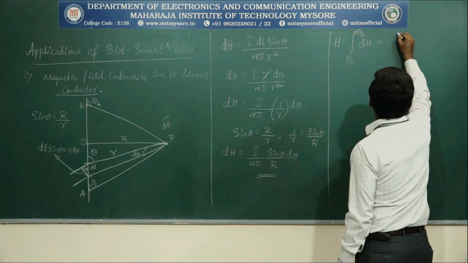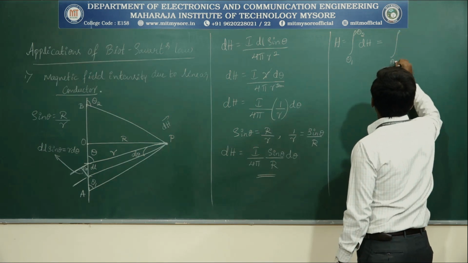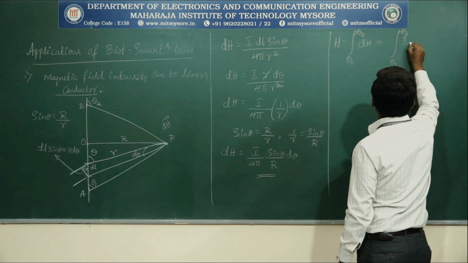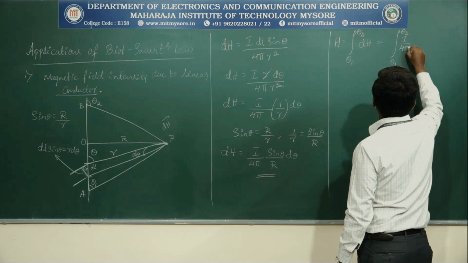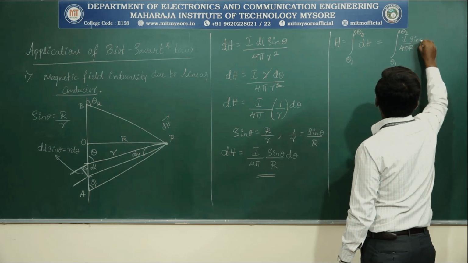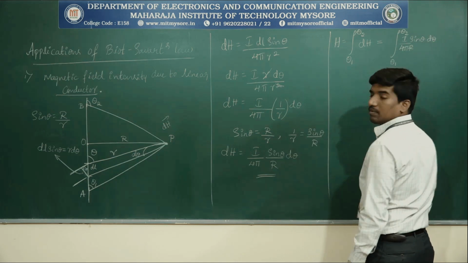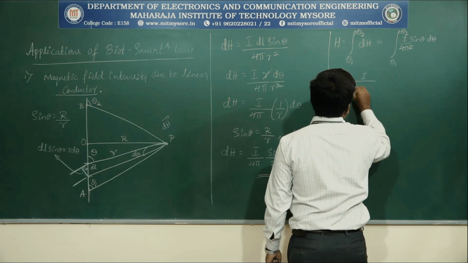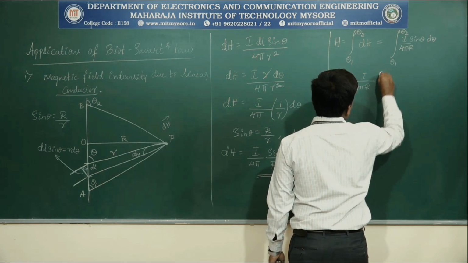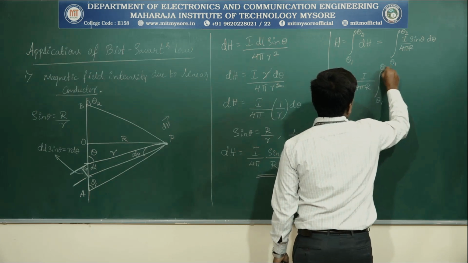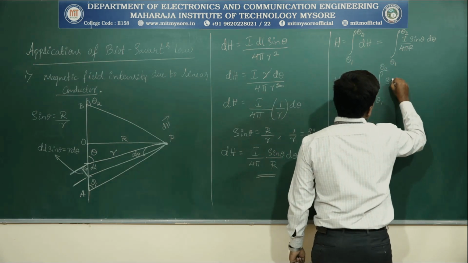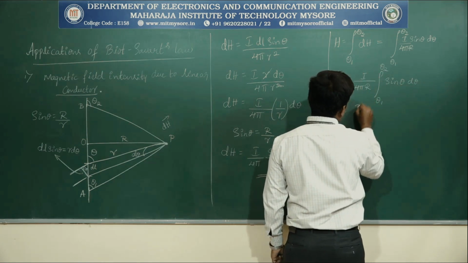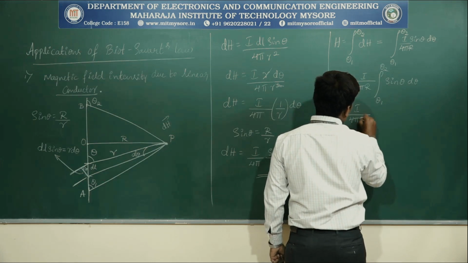Then this can be written as integration from theta 1 to theta 2 of I divided by 4 pi r into sin theta into d theta, right? So take the constants outside. I divided by 4 pi r is constant, we have taken it outside. Theta 1 to theta 2 is the integration limits, sin theta into d theta. Then H can be written as I divided by 4 pi r.